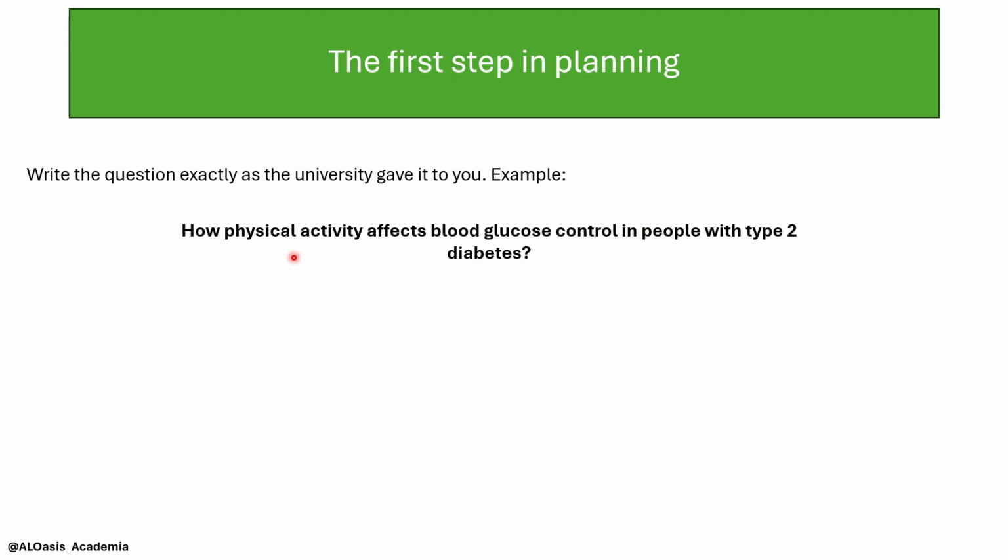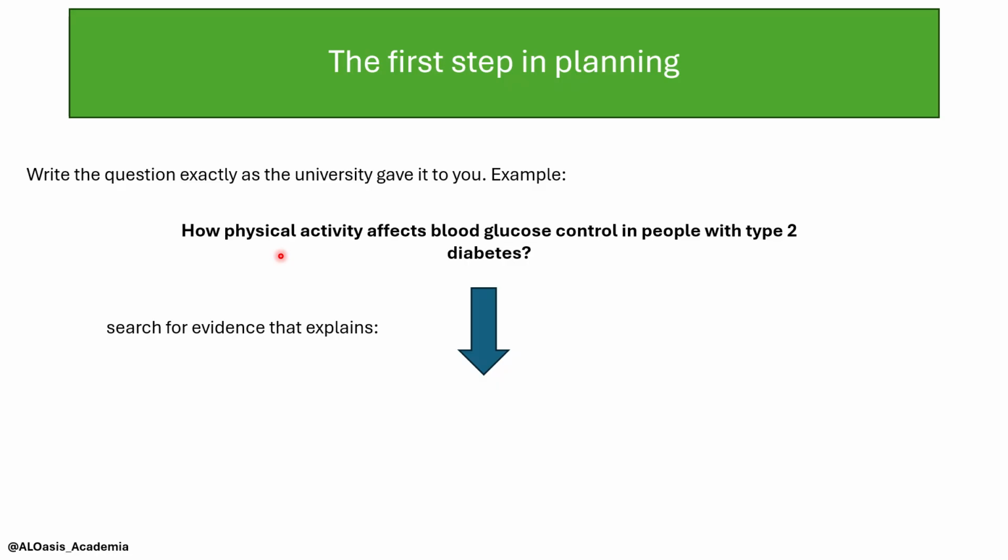So in this example, let's say that the university gave you this question: how physical activity affects blood glucose control in people with type 2 diabetes. So that's the question that you need to write a literature review on. What you need to do first is just think and write down what you believe you would need to search for to answer this question.